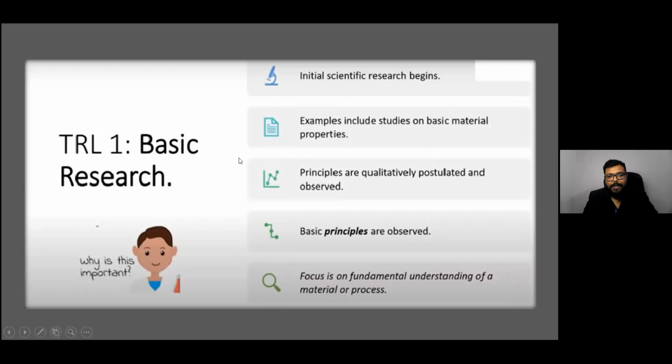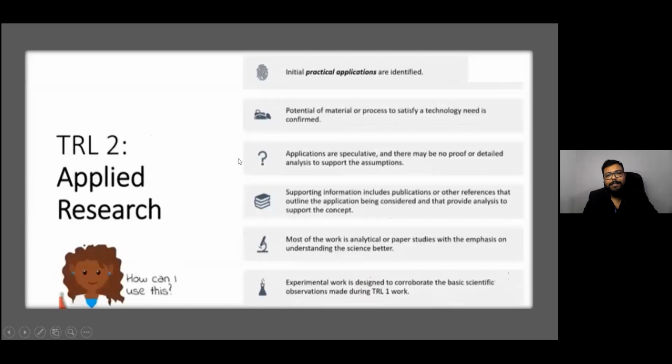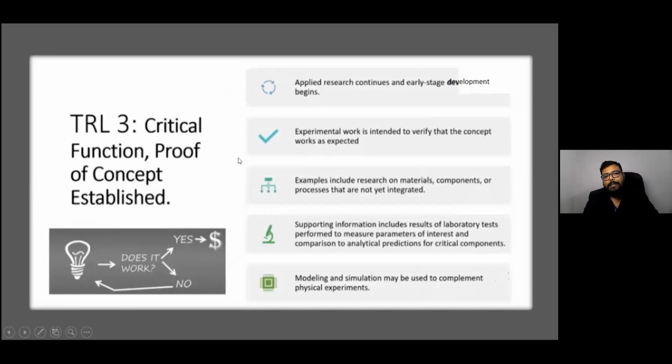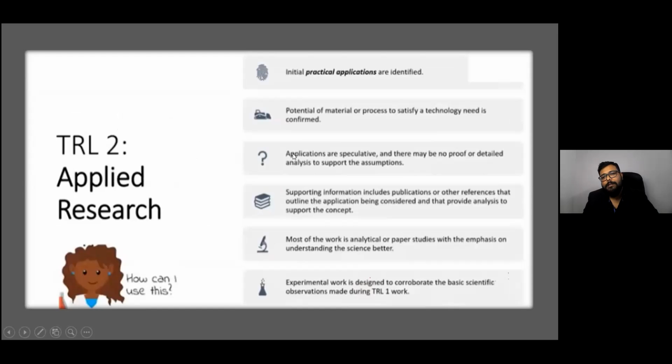So next one is applied research. Once the research is done, you need to apply that research, that proof of concept, to see whether it is working or not. The application potential of the material or process satisfying the technology need is confirmed. So whatever material you have researched and the technology required, is that satisfying or not? This is basically applied research.